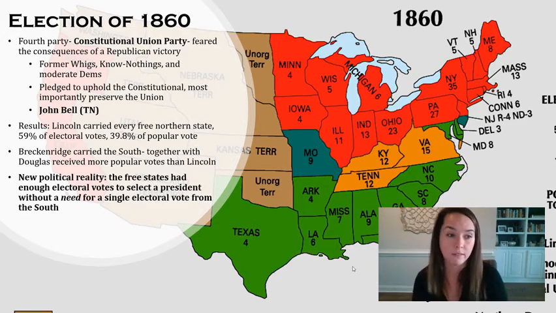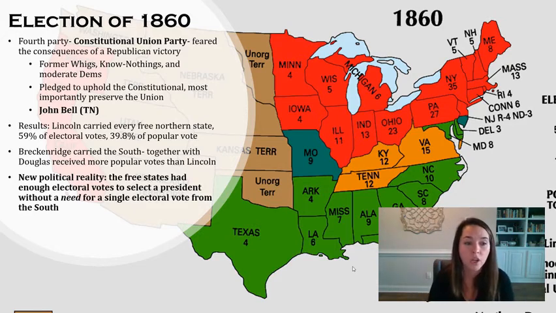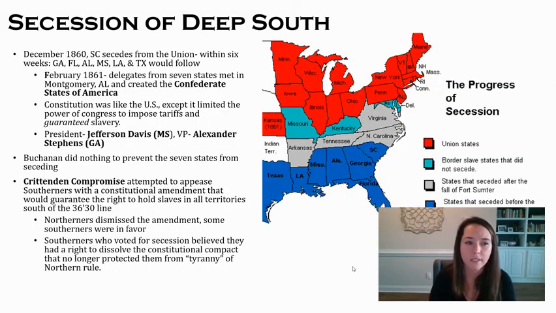So here's the reality, right? Reality check for Southerners. Free states now have enough electoral votes to select a president without the need for the South. Because remember, popular vote doesn't count. So Southerners really felt as though they didn't have a chance to even win any presidential elections in the future, especially if more free states are added and more electoral votes are given that way. And so that is why South Carolina, in December of 1860, secedes from the Union.